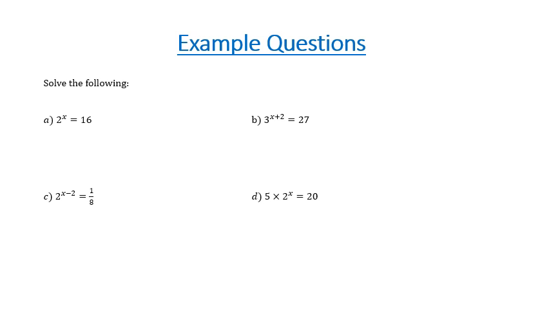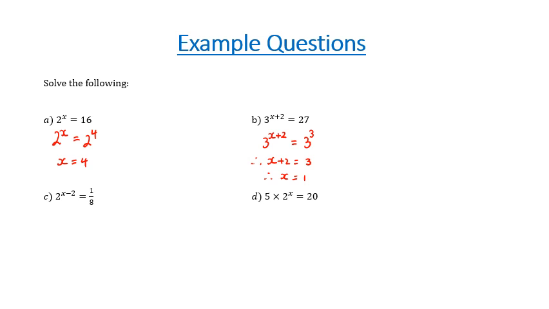So in this particular case, if we look at a, we've got 2 to the power of x and we've got 16. Now 16 is actually 2 to the power of 4. Since we've now got a base number of 2 on each side of the equal sign, we can simply say x must equal 4. In our next example, we have 3 with a power of x plus 2, and that's going to equal 27. Now 27 is actually 3 to the power of 3. So therefore, x plus 2 must equal 3, and therefore x must equal 1.